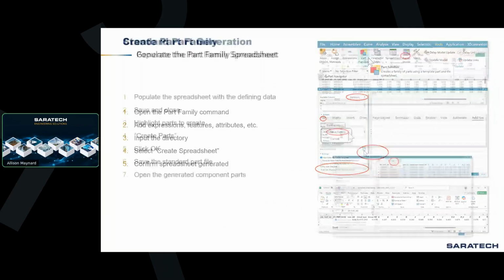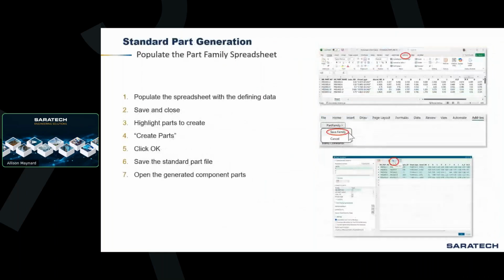So moving on, now that we have the spreadsheet, we can populate it, which we just talked about. So here's where you'd add your defining data, save and close. Then you can jump back to that part family command, highlight the parts you want to create, and select create parts. So let's just walk through that really quick.